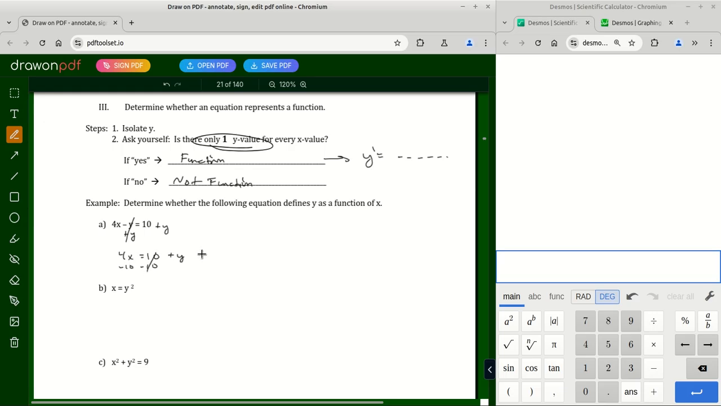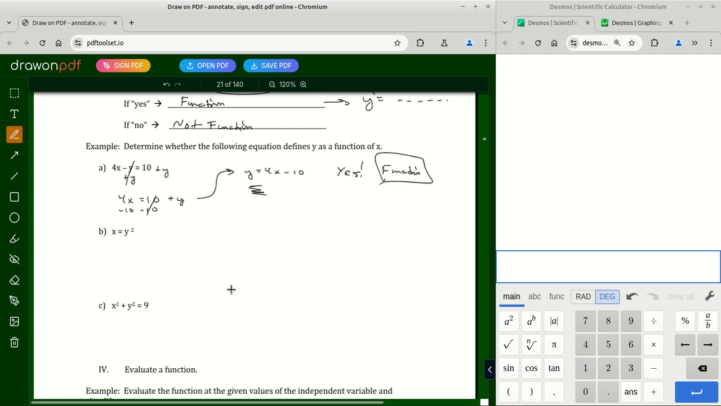Minus 10 on both sides. And y equals 4x minus 10. Did I get y equals blah, blah, blah? Did I get one y value? Yes. Function. So we're good to go. That's what it looks like. I'm stressing it because of the next one.